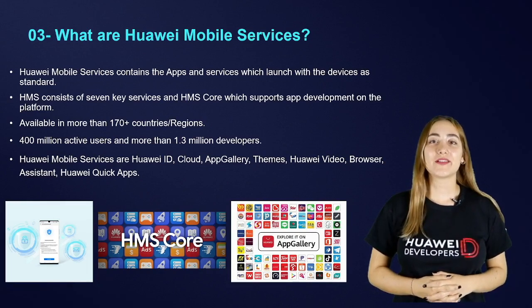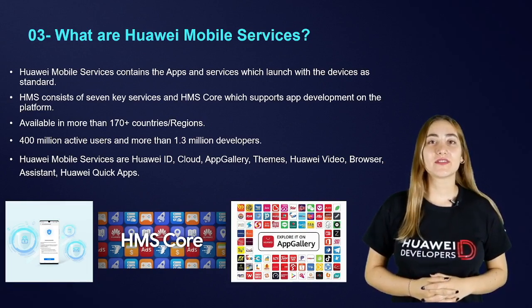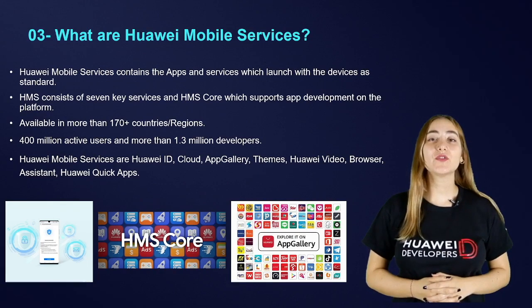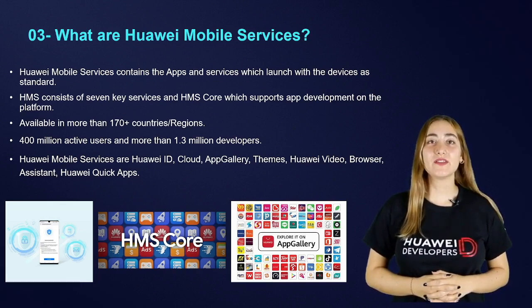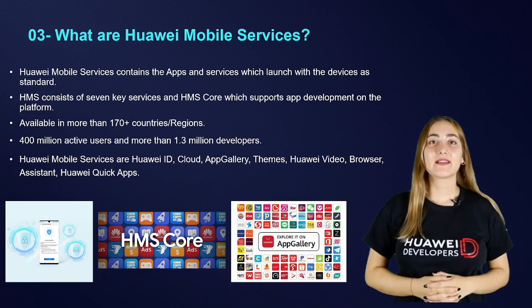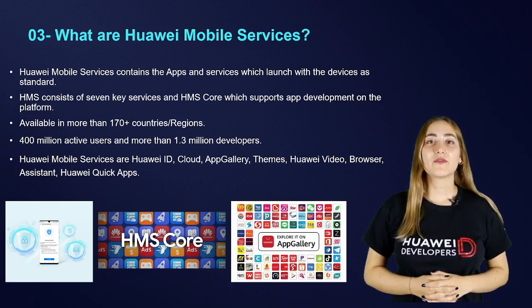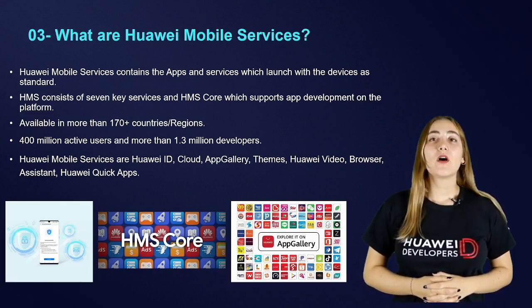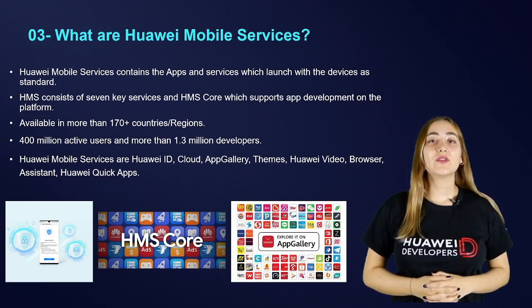What are Huawei Mobile Services? Huawei Mobile Services is Huawei's alternative to Google Mobile Services and contains the apps and services which launch with the devices as standard. HMS consists of 7 key services and HMS Core which supports app development on the platform. These are Huawei ID, Cloud, App Gallery, Themes, Huawei Video, Browser, and Assistant. Huawei Quick App is the alternative to Google Instant Apps.